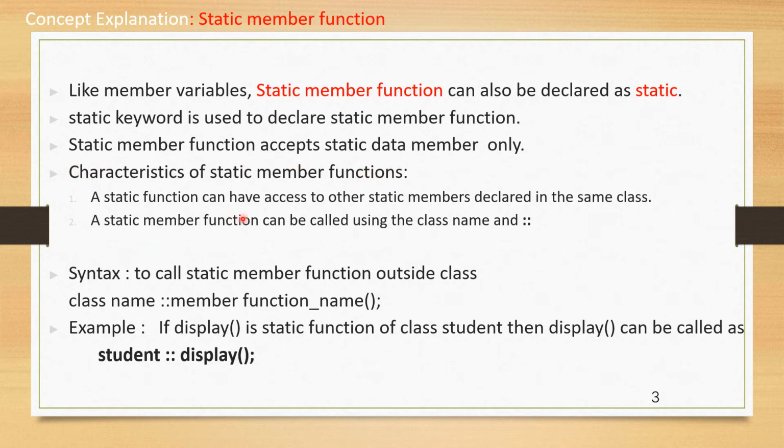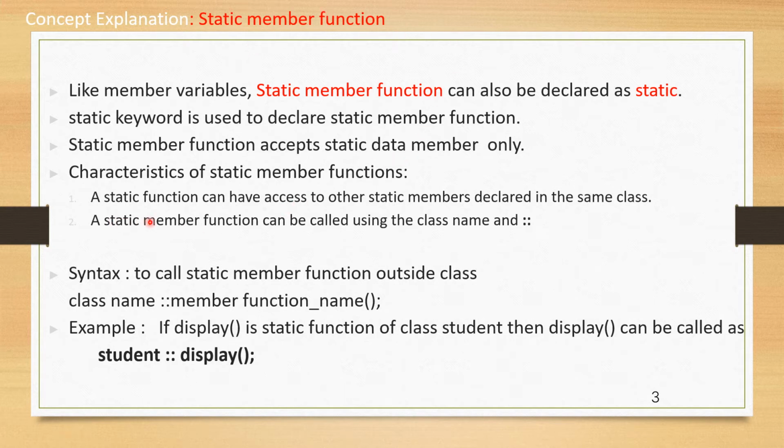A static function can have access to other static members declared in the same class. Suppose in your class you have declared a static member function, and along with that you have declared one static data member. That static data member you can use in your static member function. For example, class student: getdata is a static member function and count is a static data member. So that count only you can use in your getdata static member function.